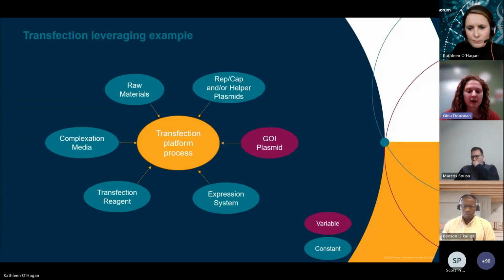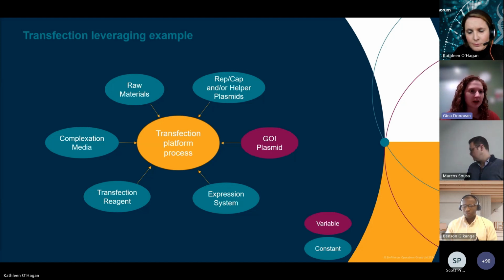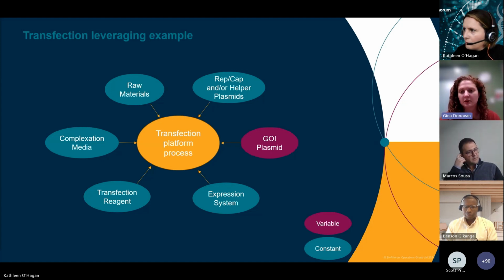So continuing with a more specific example with transfection, we considered this one in a little bit more detail again in the paper. And the idea here is that you can turn as many parameters as you can into constants and then focus heavily on those known variables. You'd still have to do a check the box to make sure that those constants are working for a given product. And if they don't, then that would require additional work, but ideally it would be fewer resources that you would need to sink into those parameters.